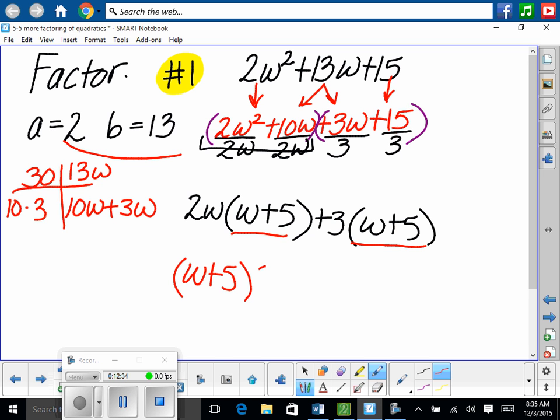So we pull that w plus 5 out. Now when we pull it out, we write it on the outside. And technically what we do when we go back through is divide it out of each term. Because to pull it out, we divided it out. Left was a 2w plus 3.